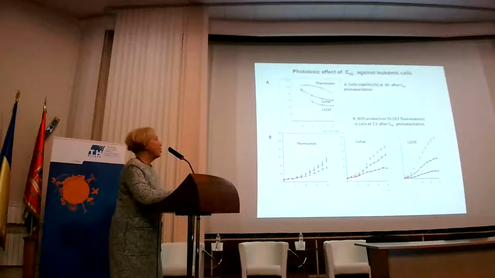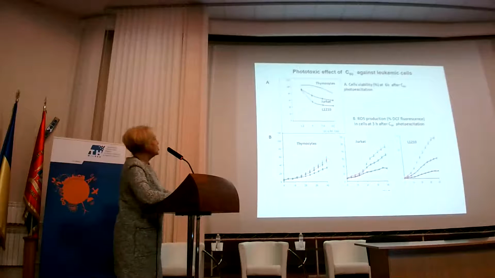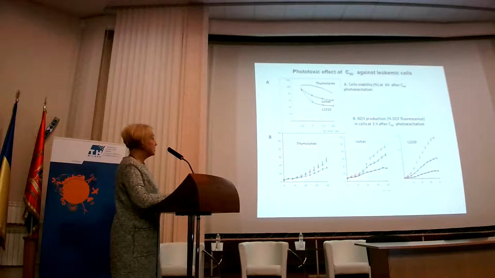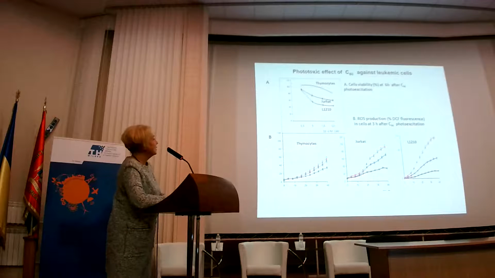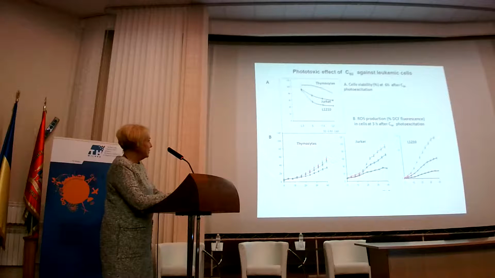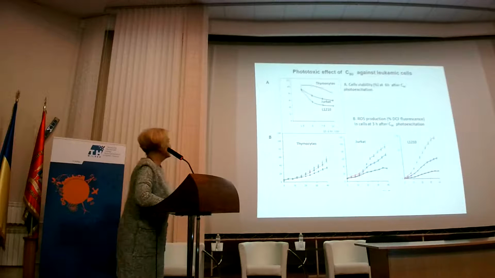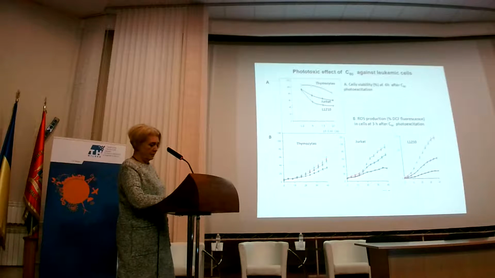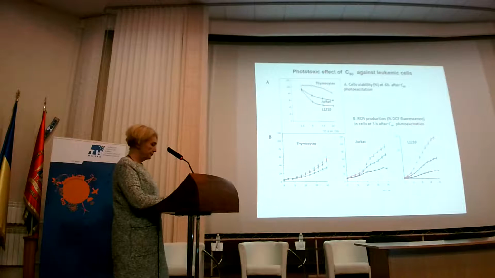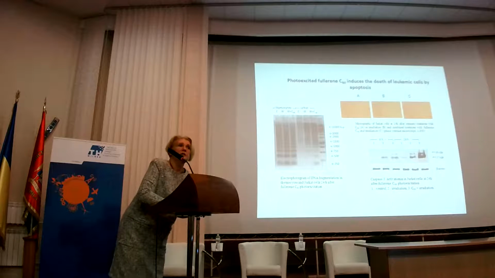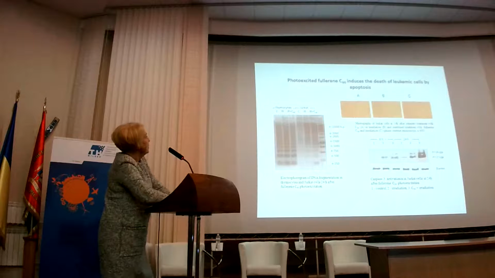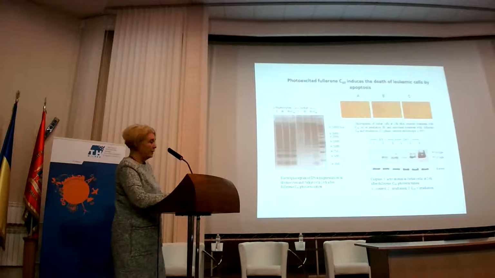Is this phenomenon caused by ROS production? Yes, it is, because we use the DCF dye, specific for ROS, inside the cells, and both Jurkat and L1210 cells show a dramatic increase of ROS, but thymocytes do not. What does it mean? The cells lose their viability and are killed by photoexcited fullerene.